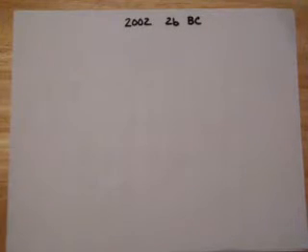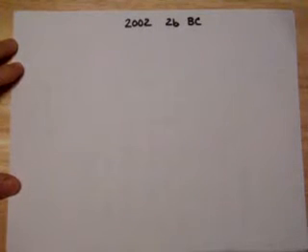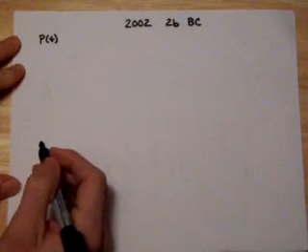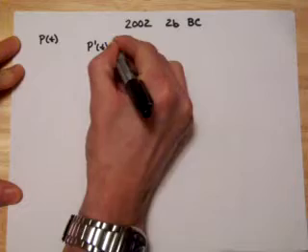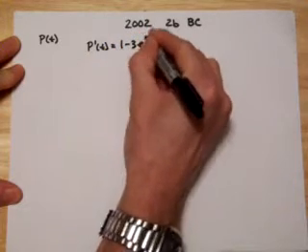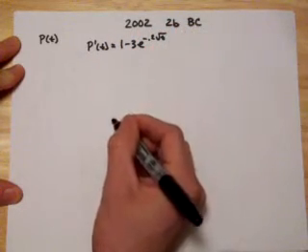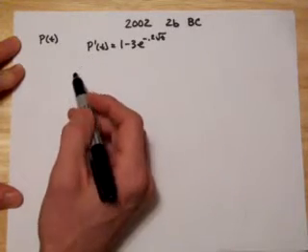This is Calculus with Mr. Allenson, and today we're going to be doing problem 2 from Form B of the 2002 BC test. So it starts out with a function P of t, which is the amount of pollution in a lake. They give you P prime of t, which is 1 minus 3e to the negative 0.2 root t gallons per day, so the rate that the pollution is changing in the lake.